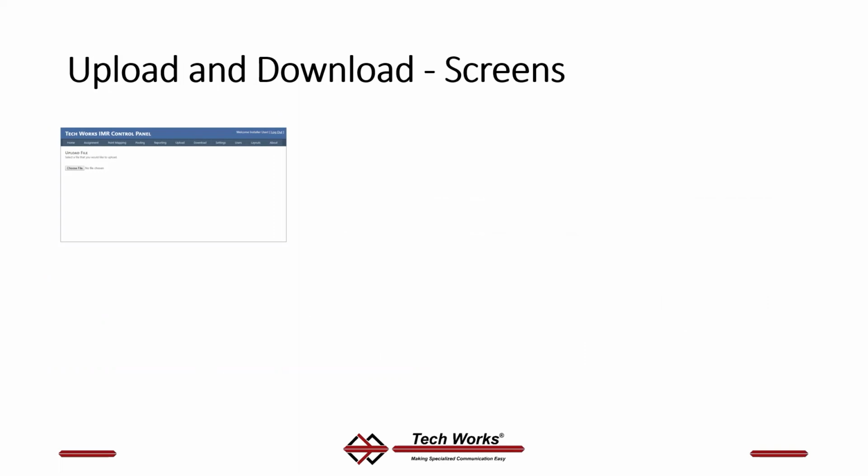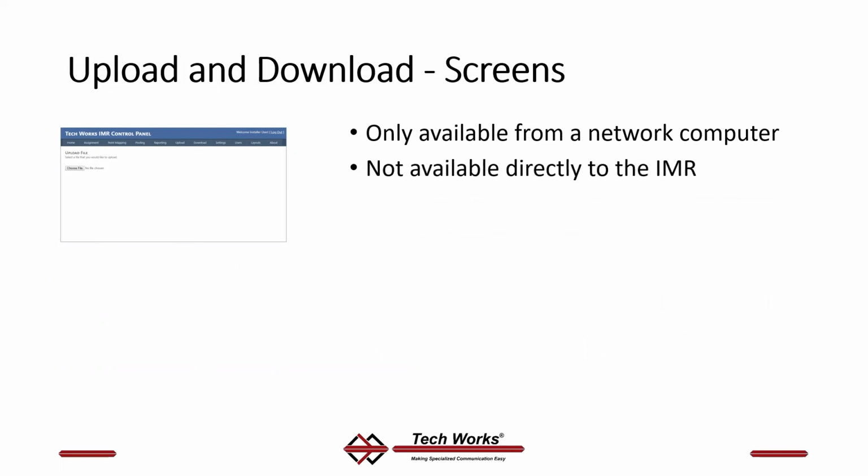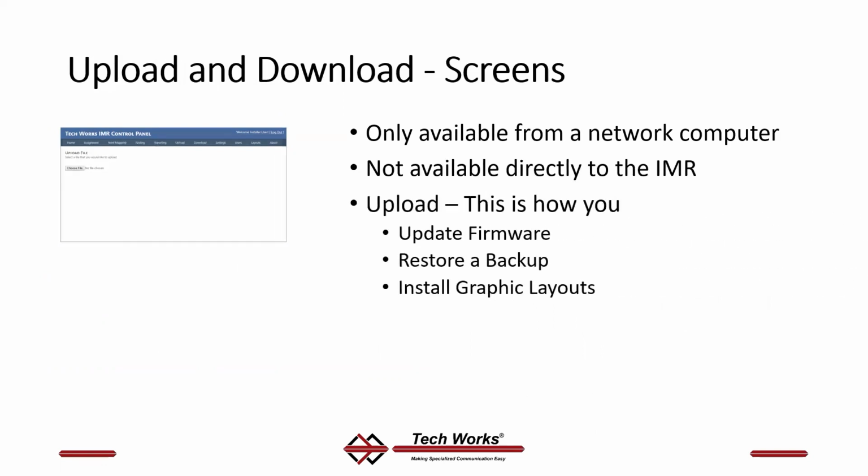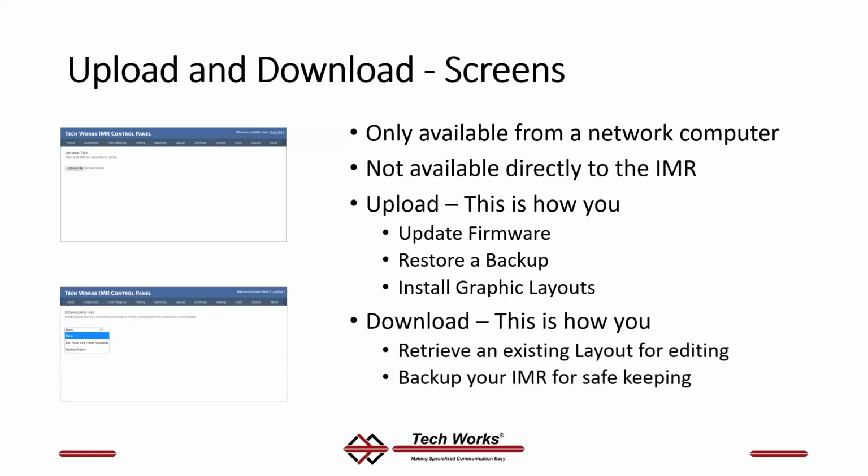Okay, let's talk about uploads and downloads. Uploads are very easy. You go in and you click choose a file. This is only available from a network computer. So you can't plug the monitor and keyboard into the IMR directly and plug a stick in. Doesn't work. You have to be at a network computer. You click on choose a file. Then another menu appears down here. You select the file you want to retrieve from this network PC. Could be a stick plugged into a USB drive. We don't care at this point, but it's got to be a network computer. It's used for restoring backups, updating firmware, and installing layouts.